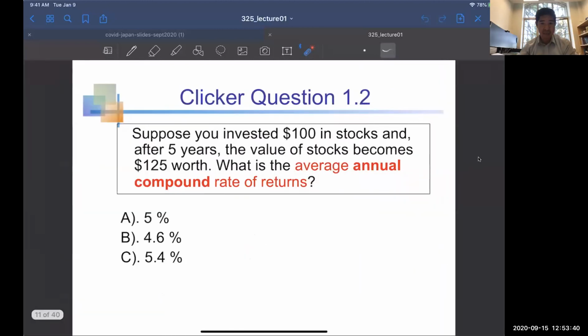So here is a question. Suppose you invested $100 in stocks, and after 5 years, the value of stocks becomes $125. What is the average annual compound rate of return? So I'm asking you without explaining what exactly annual compound rate of return is. So it's an unfair clicker question, but nonetheless, I'd like to ask.